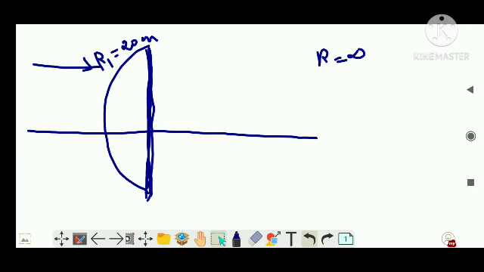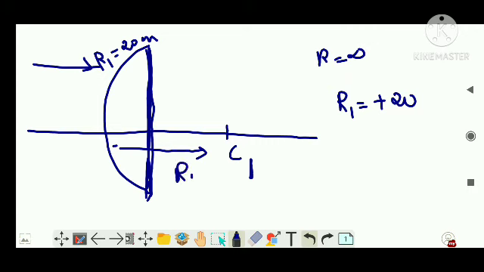So keep that in mind. I'm removing it for you to understand. So R1 is a positive value, which is 20, because this will be the position of C1, right? And this will be the direction of R1. So R1 is plus 20, R2 is negative infinity.